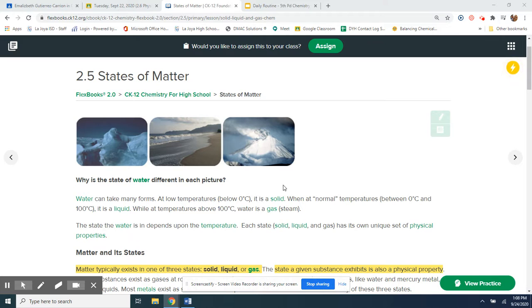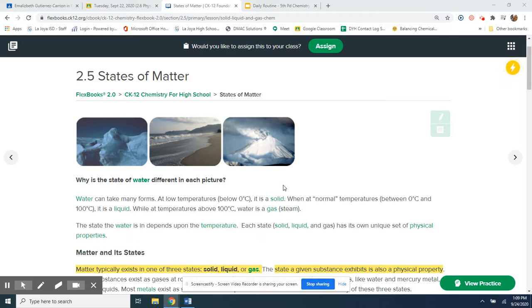So why is water in the solid state in the glacier? Why is it in the liquid state at the beach? And why is it water vapor in the volcano? So I want you to take a think for a little bit. I want you to remember what we talked about when it came to the Celsius scale and the different temperatures that water changes at. I'll give you a couple seconds. Okay, I think that's enough.